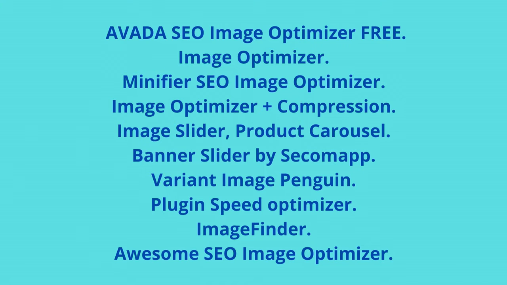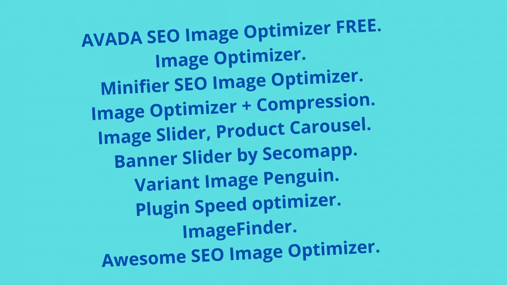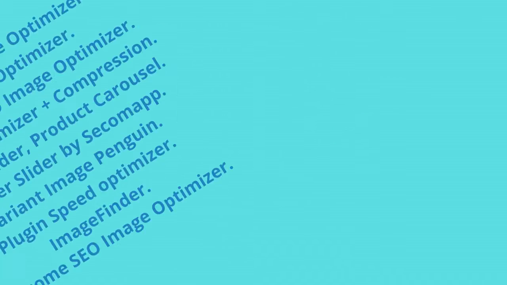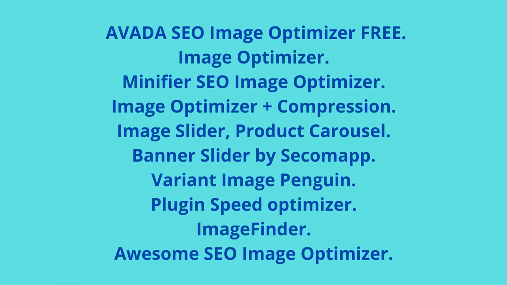Avada SEO Image Optimizer, Free Image Optimizer, Minifier SEO Image Optimizer, Image Optimizer plus Compression, Image Slider, Product Carousel, Banner Slider by Sycomap, Variant Image Penguin, Plugin Speed Optimizer, Image Finder, Awesome SEO Image Optimizer. If you want to learn more about how images can boost your conversion rate, I suggest reading How Images Can Boost Your Conversion Rate by CXL.